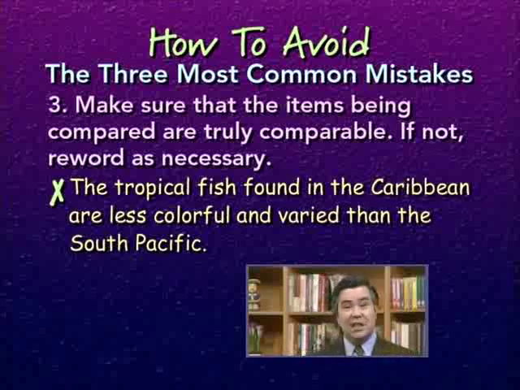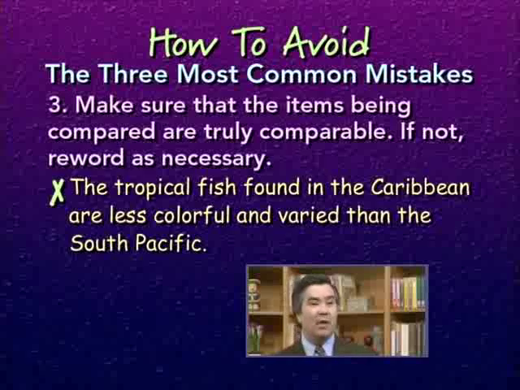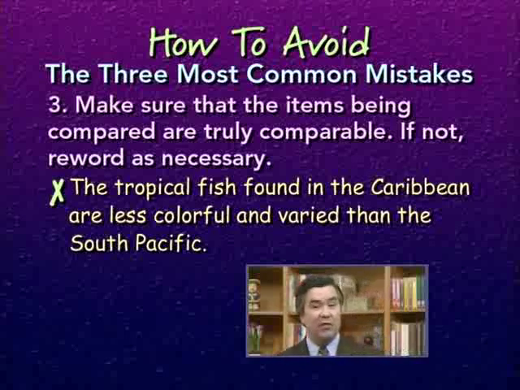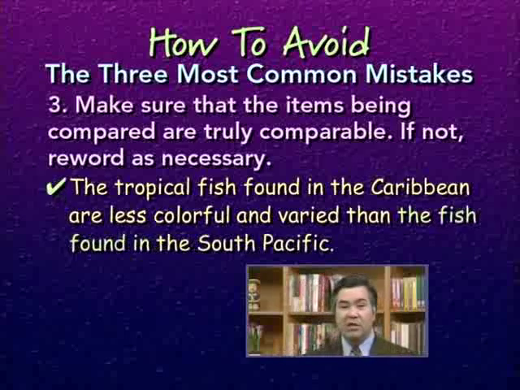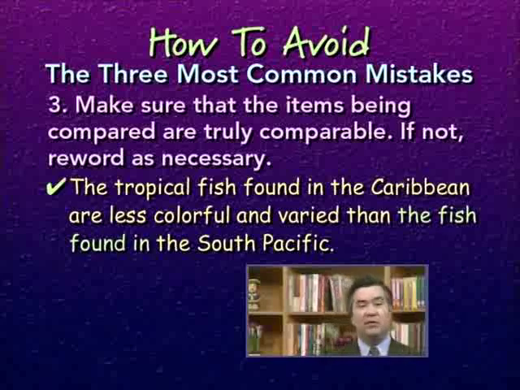So the author of this sentence would want to rewrite it in one of a couple of ways. One way would simply be to add in the words to make it clear what's being compared. So, for example, the sentence would be correct if it read, the tropical fish found in the Caribbean are less colorful and varied than the fish found in the South Pacific. Now, it's clear that he's comparing two groups of fish.